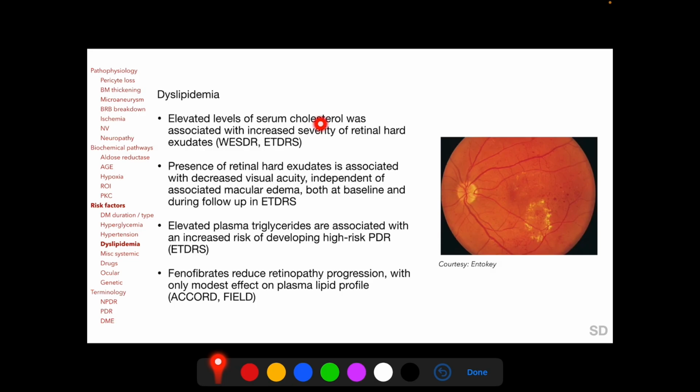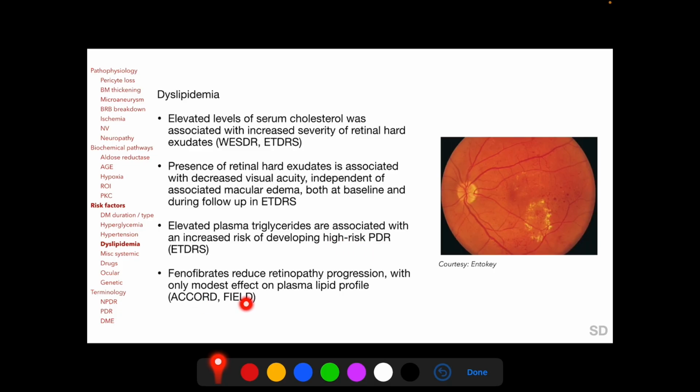Elevated levels of serum cholesterol were associated with increased severity of retinal hard exudates in WESDR and ETDRS. We'll be discussing ETDRS in the next session on non-proliferative diabetic retinopathy. This color photograph shows a circinate ring of hard exudates. The ETDRS also found that presence of retinal hard exudates is associated with decreased visual acuity independent of any associated macular edema, and also elevated plasma triglycerides are associated with an increased risk of developing high-risk PDR.